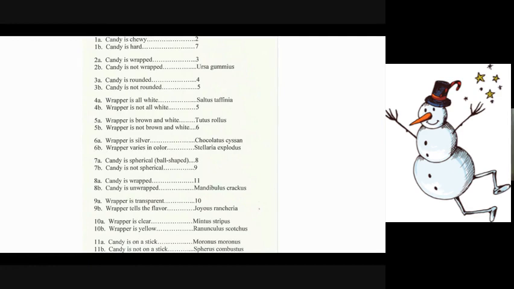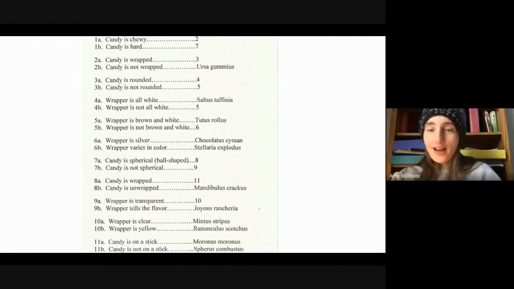You're on 7. So you went to 7. Oh, okay. And then it's not. Yeah, it's not supposed to be a ball. It's supposed to be a disc. Okay. So now go to 9. Wrapper is transparent, so I'd go to 10. Wrapper's clear, so it's a Mentis stripus. What a lovely scientific name. Mentis stripus. Okay, cool.